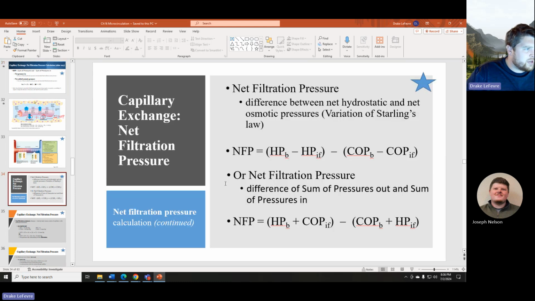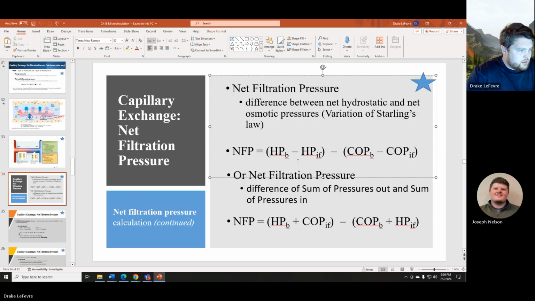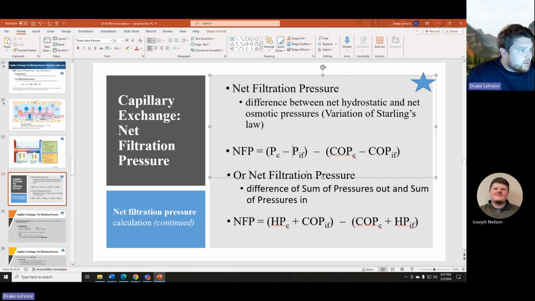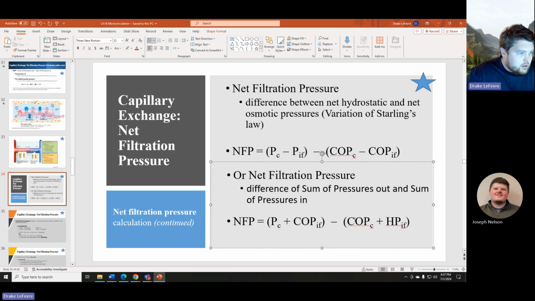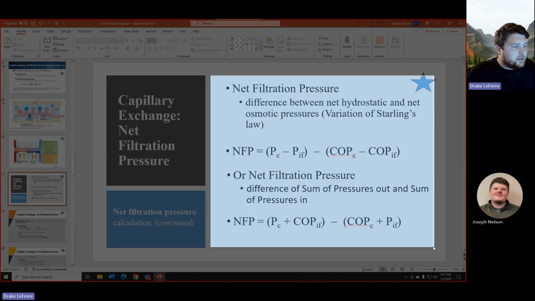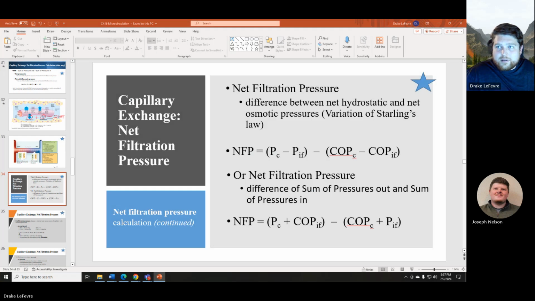There are two ways you can write the equation. Capillary, capillary, just make it a P. Colloid osmotic pressure. Hydrostatic. Okay. I'm going to copy paste this into the chat. I would write down these two equations. You can do it with either of these equations.